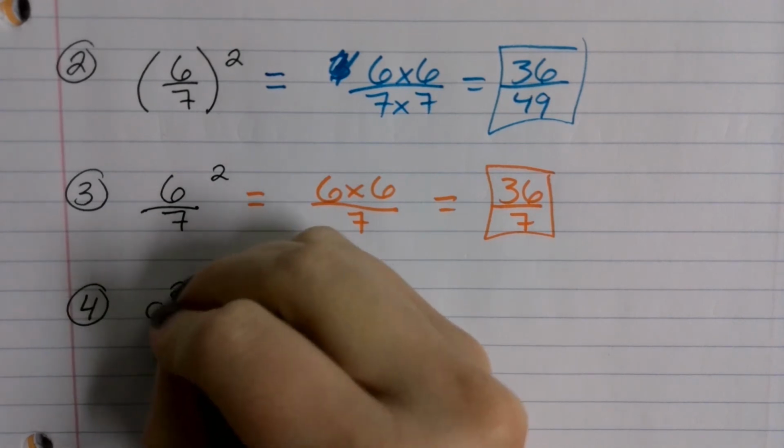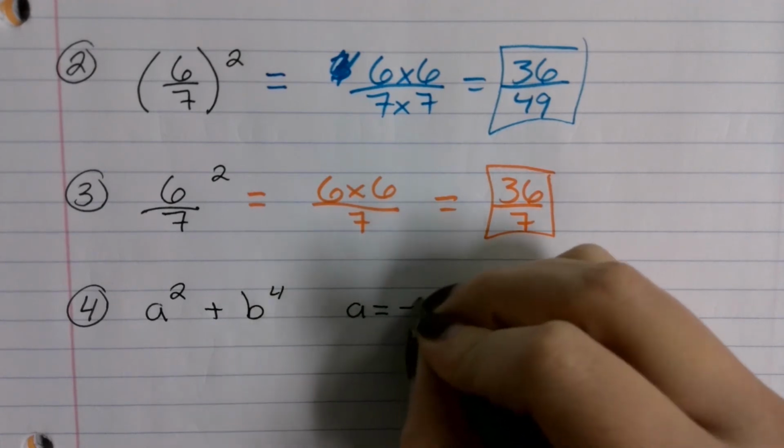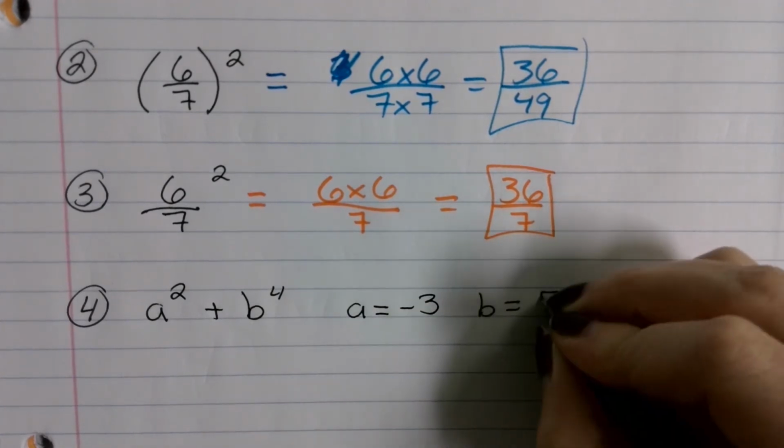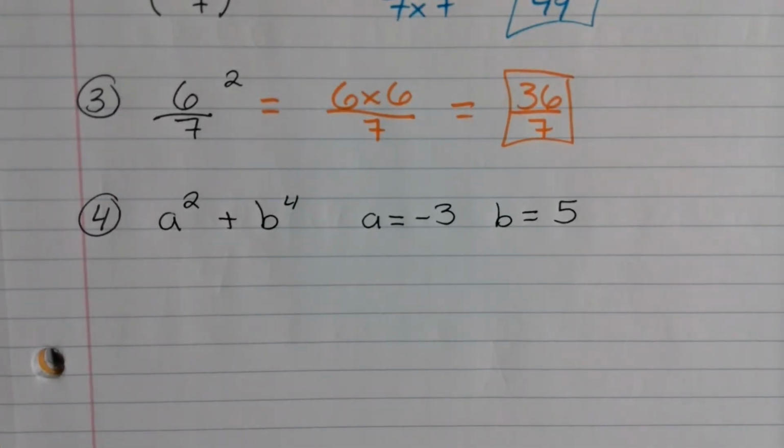All right. A to the second plus B to the fourth. And A is going to be equivalent to -3. B is going to be equivalent to 5. I want you to evaluate that expression. Do you have a question? No, we're only focusing on rational numbers.